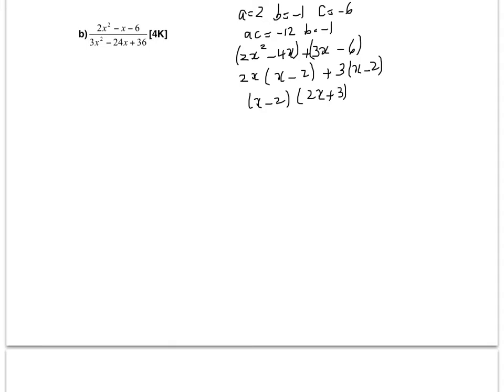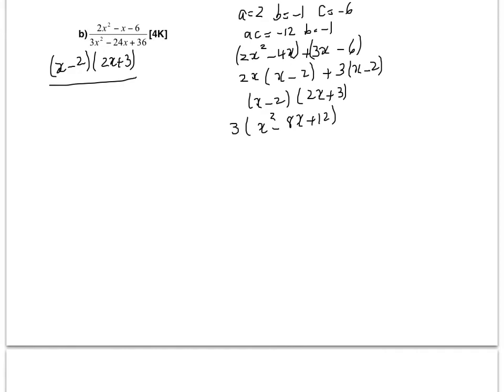So here, the numerator can be written as x minus 2 times 2x plus 3. Over, now the denominator, I can see that 3 is common between all three terms, so if I factor 3 out, I get 3 times x squared minus 8x plus 12.